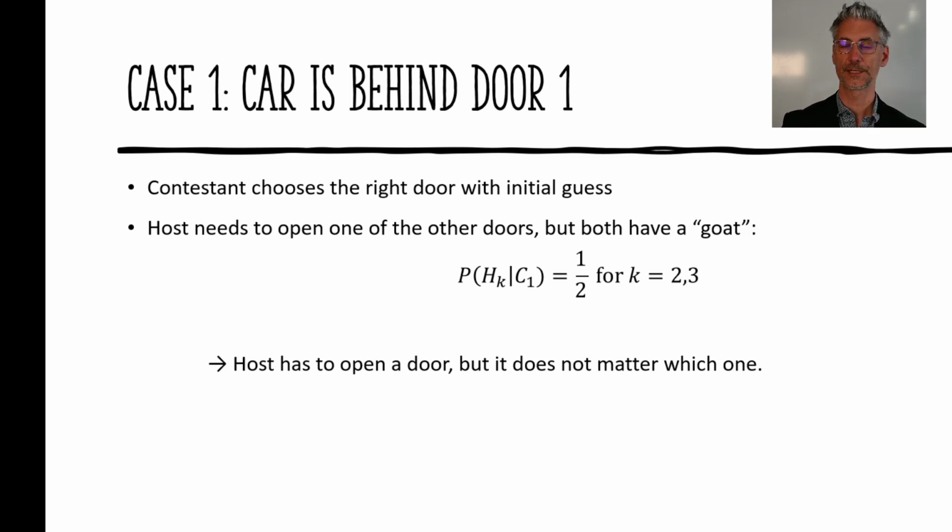First case, the car is behind the door we originally chose. So we made the right choice initially. So the host needs to open one of the other two doors. Both have a goat because we made initially the right guess. Right? So then it doesn't matter for the host which door he or she will open. So he does this with a probability of 1/2 because it doesn't make any difference to the progression of the game. The car is already fixed at the door we chose, but he cannot reveal that.